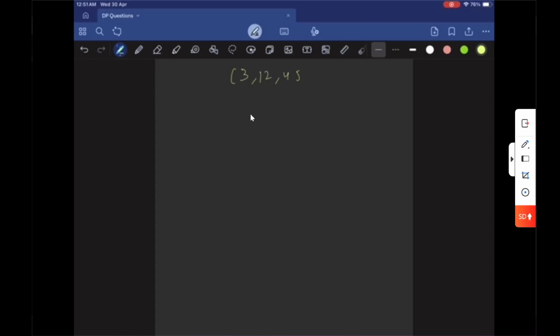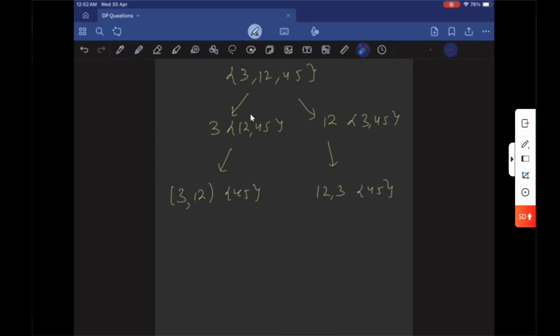3, 12, and 45. Right. So what could have happened? Let me write the two scenarios where yes was coming. It was either coming 3 I took first, and then the set was 12 and 45, or I could have taken 12 and the set was 3 and 45. Then there is only one choice: 3, 12 and 45, or 12, 3 and 45, right? So these are the two numbers that are possible, which would give me a yes.